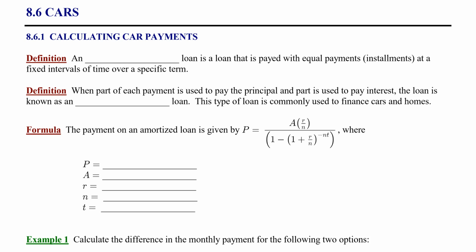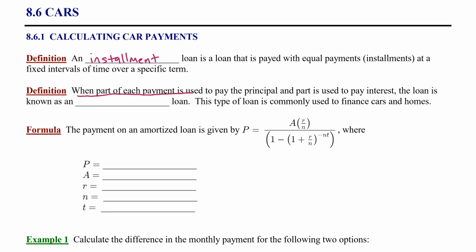First of all, we need a little bit of vocabulary. Definition: an installment loan is a loan that is paid with equal payments. Those equal payments are called installments at a fixed interval of time over a specific term. So you could very easily take out a simple interest loan and pay it back in installments. You could do the same thing with a compound interest loan. However, car payments are usually based on a different formula.